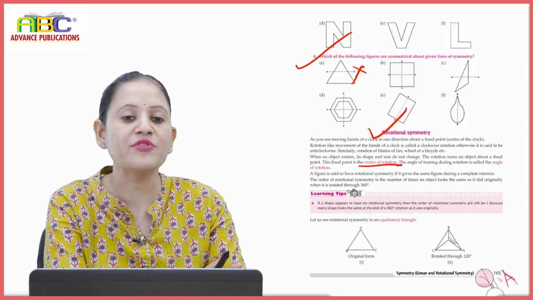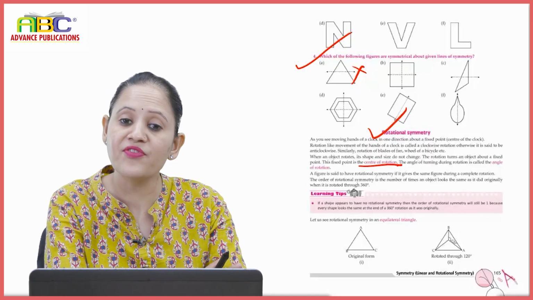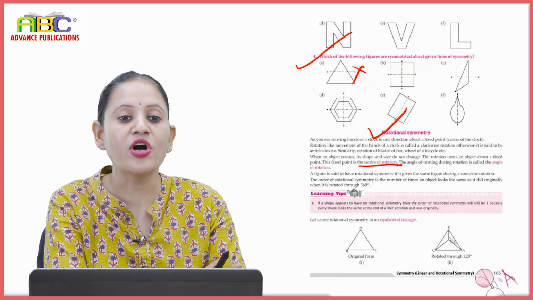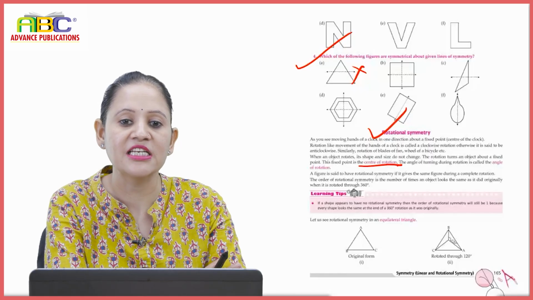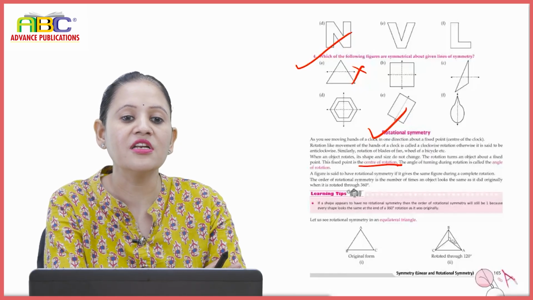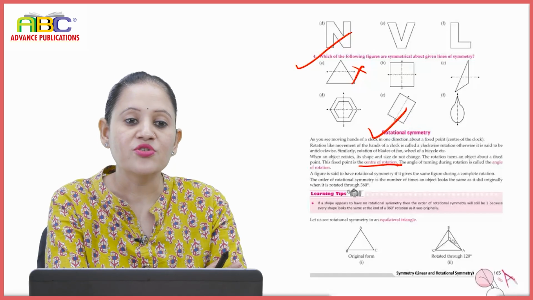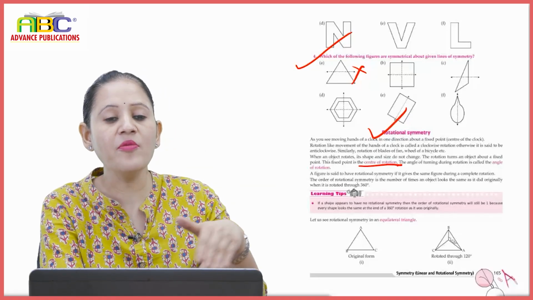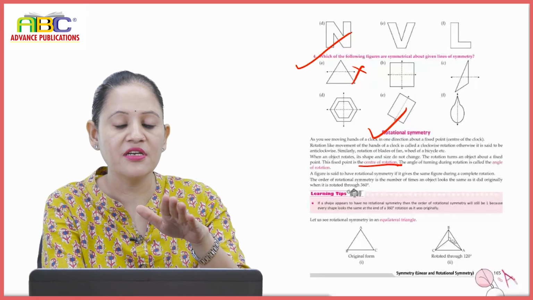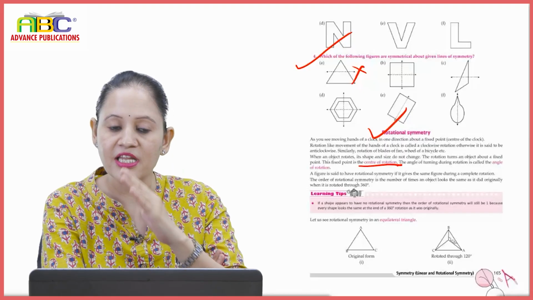The figure is said to have rotational symmetry if it gives the same figure during the complete rotation. The order of rotational symmetry is the number of times an object looks the same as it did originally when it rotates through 360 degrees. So for a figure, how many times it comes to the original position during the complete rotation, that is known as the order of rotational symmetry.